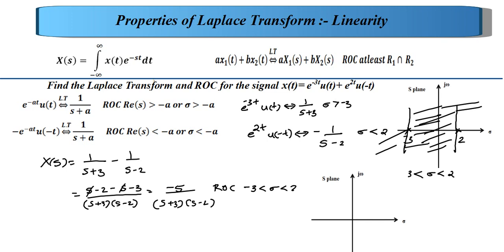And the final ROC also you can plot. It's from minus 3 to 2, so this is minus 3 to 2, so between these two, this is the ROC.